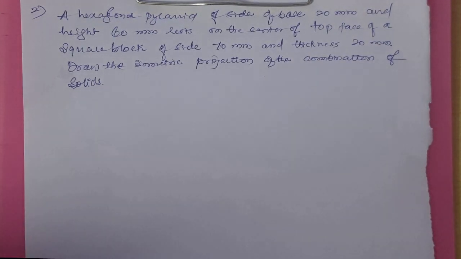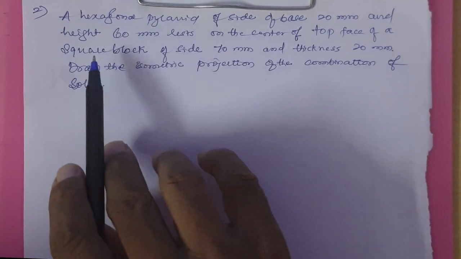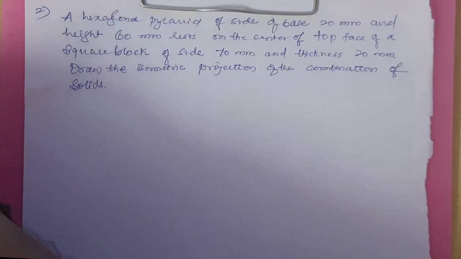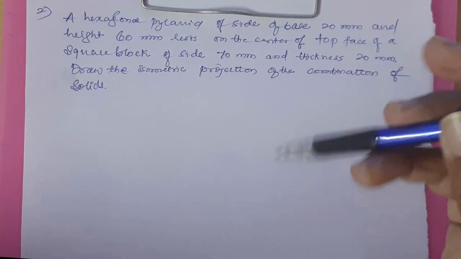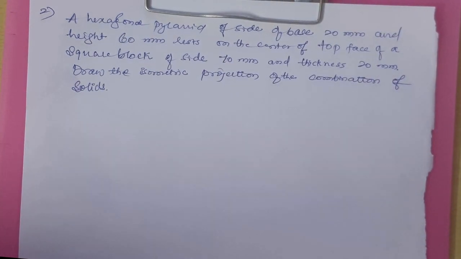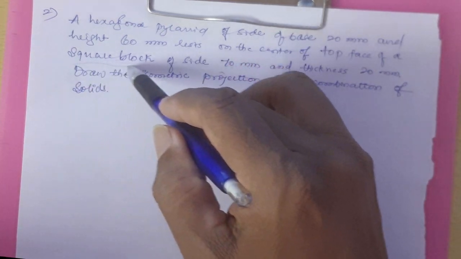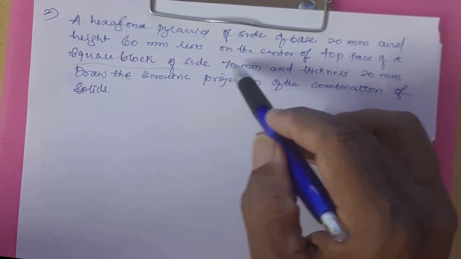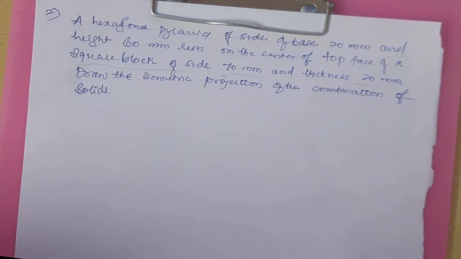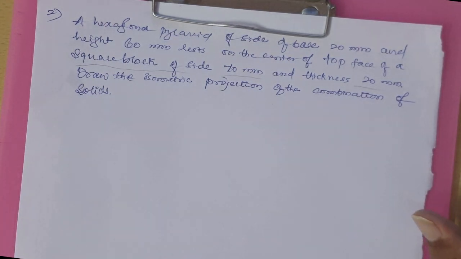A hexagonal pyramid of a side of a base 20 mm and height 60 mm rests on, with its axis coinciding with the center of the top face of a square block of a side 70 mm and thickness 20 mm. So draw the isometric projections of the combination of solids.